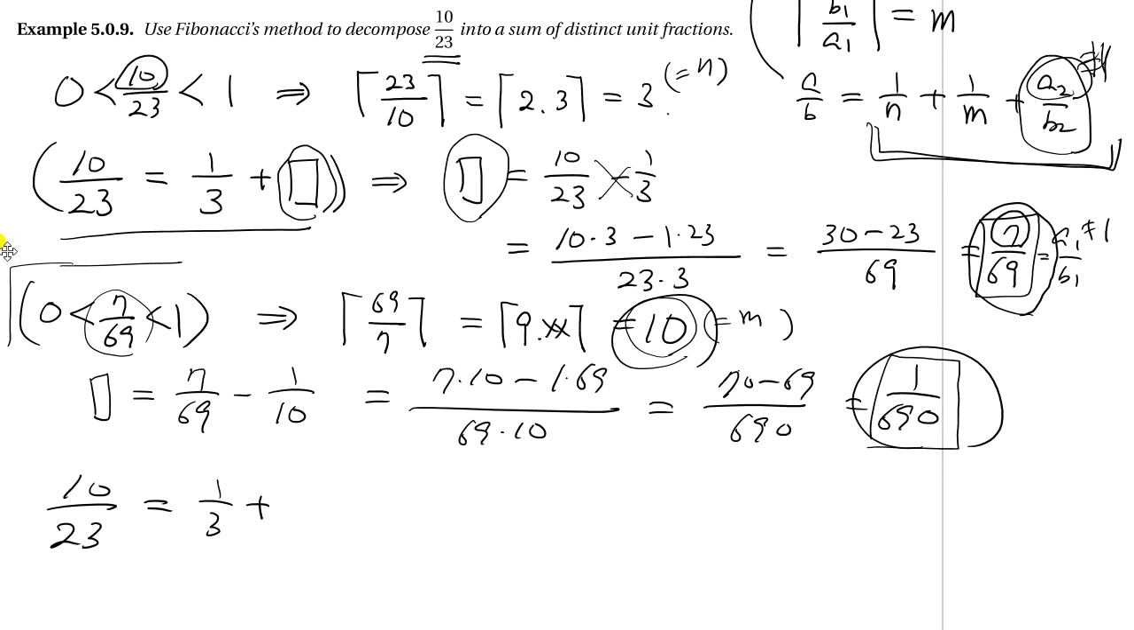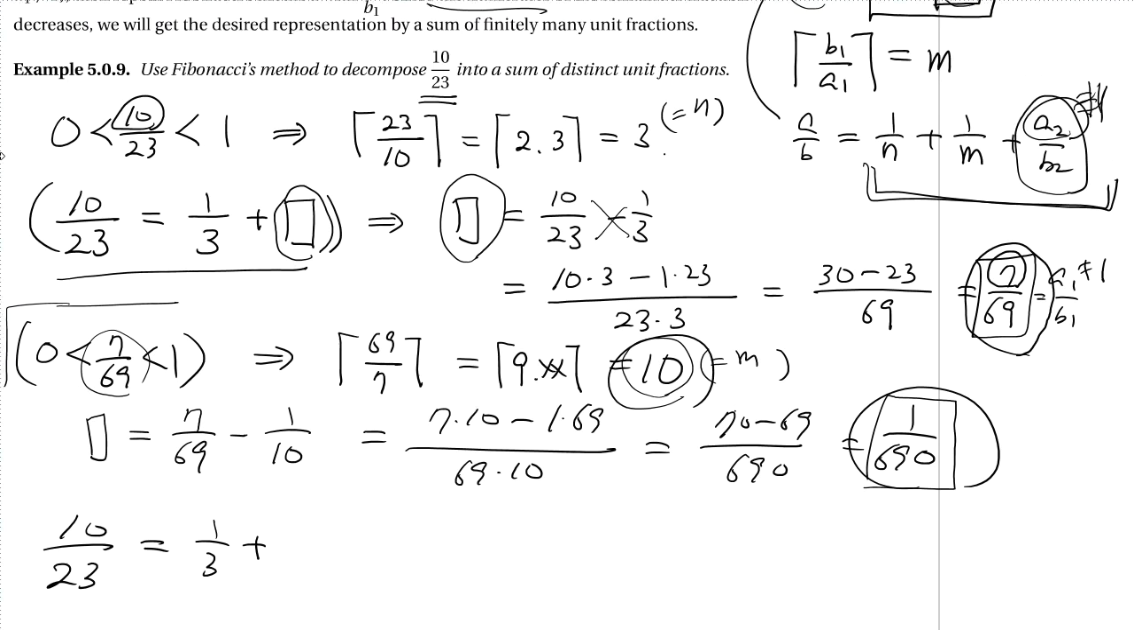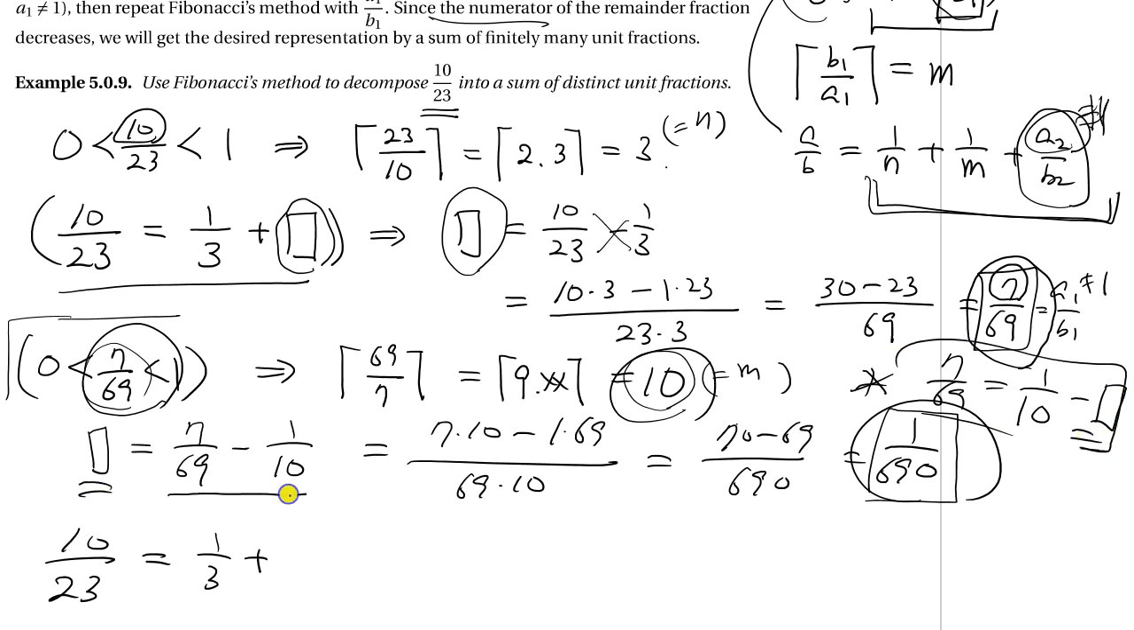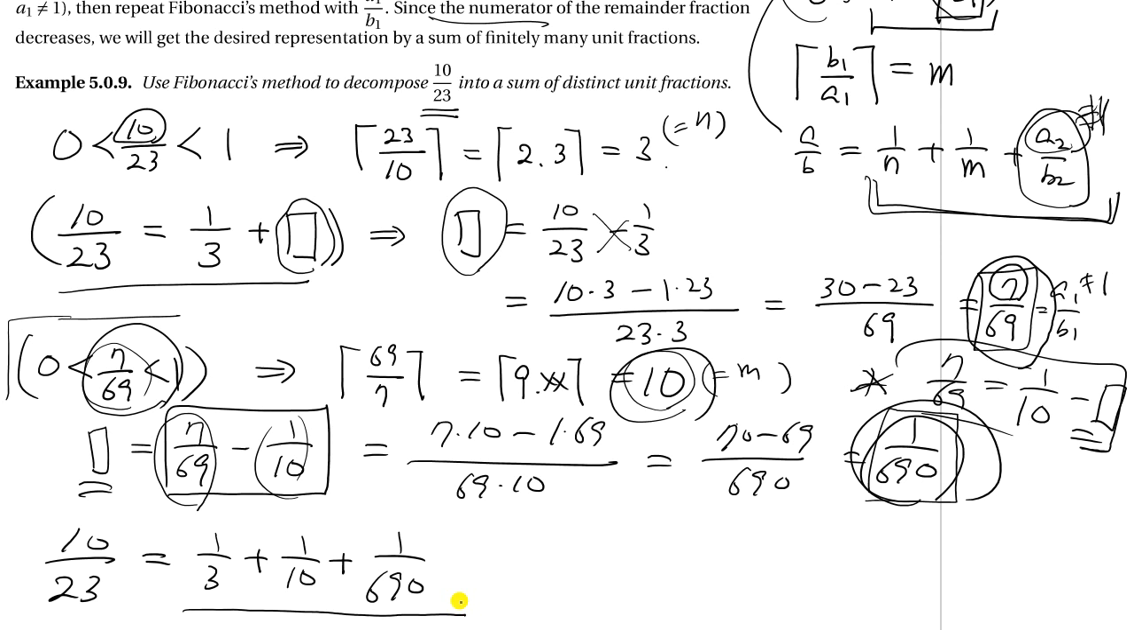Okay, so forget the previous steps. Just imagine this is what we have. Then from this one, our assumption was that 7 over 69 should be 1 over 10 minus the box, right? And therefore that box is 1/10 minus 7 over 69, right? Which means 7 over 69 is actually 1/10 plus the box. So it's going to be 1/10 plus the box, but the box is 1 over 690. So altogether, the given number 10 over 23 can be decomposed into the 3 unit fractions like that.